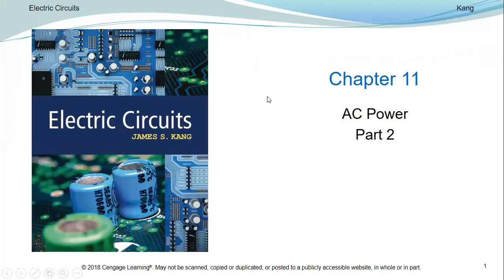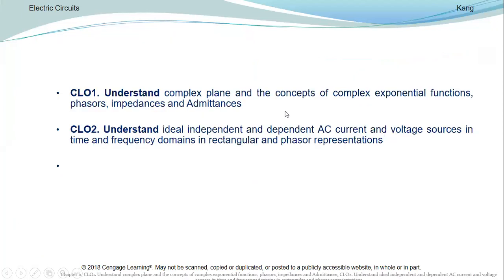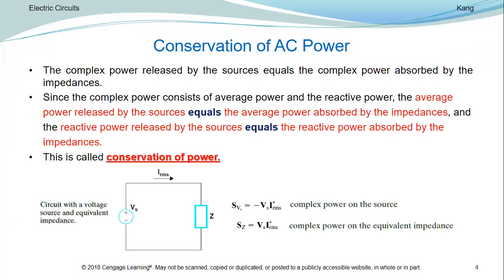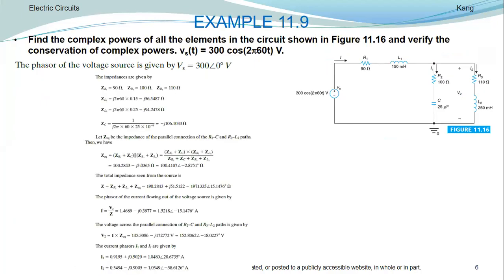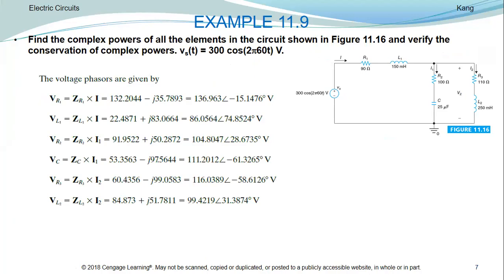So for part number 2, AC power. So this is the same. Now find the complex power of all the elements. So how to find the complex power of all the elements for the circuit? For complex power, it is VR1, VL1, VR2, VC, VR3, and VL2. We can use this same formula, so it will be ZR1, ZL1, ZR2, ZC, ZR3, and ZL2 respectively.